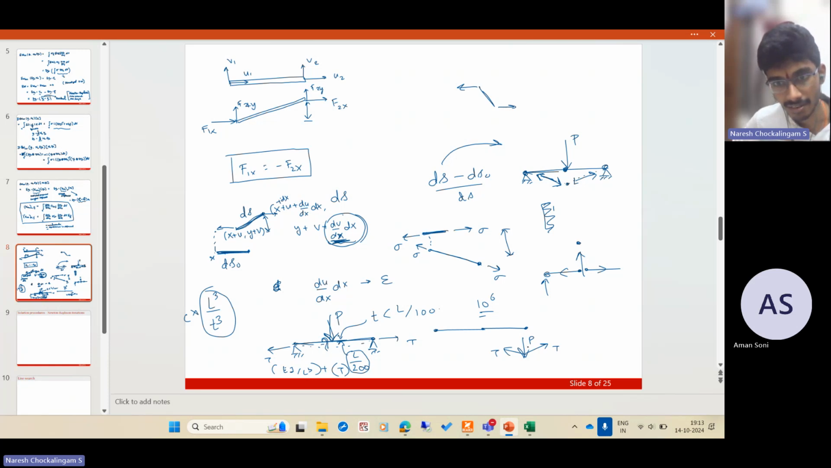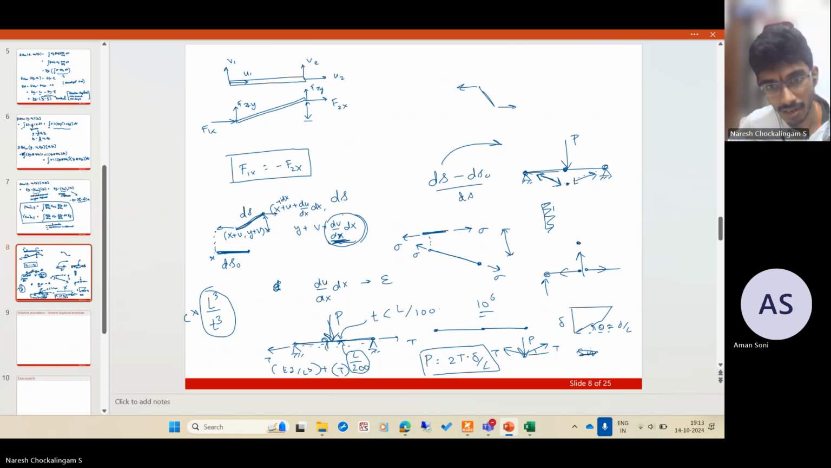In this case, if it deflects by say delta, and delta is very small compared to L, this angle will be some theta, which is roughly delta by L. The vertical component will be sine theta, which you can approximate as theta. So this P will be 2 times T delta by L. So the vertical resistance is coming only from 2T by L. So 2T by L is what is contributing to the vertical resistance.